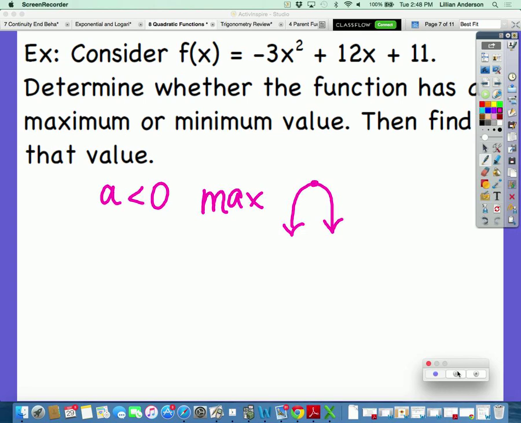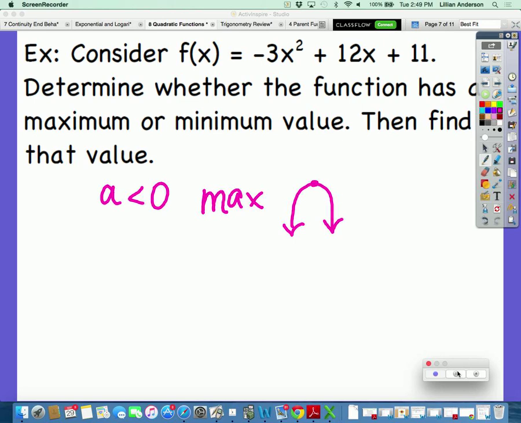What did you get for the minimum value? Don't be shy, not all at once. 223. Yeah, it's the max. Did I say min? I meant max. I'm so sorry. What's the max? 223. That's the vertex. Okay.